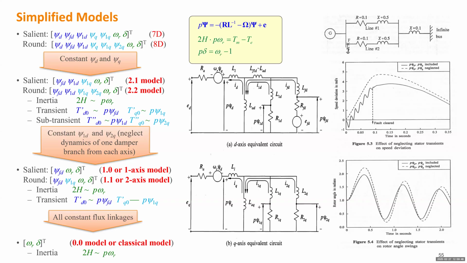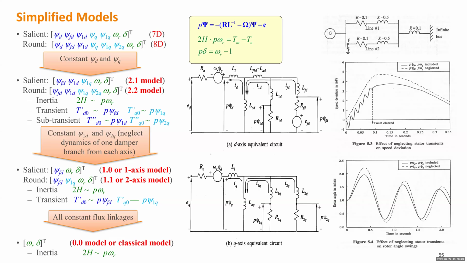If you don't want to model any flux linkage and only keep the swing equation, that is called the 0.0 model, or classical model. The classical model can still model some dynamics of the inertia of the rotor or generator, but you won't be able to model anything from the flux linkage, because the inertia constant H also falls into the time frame of the subtransient dynamics. So you can still somehow model some subtransient, but it's not accurate.